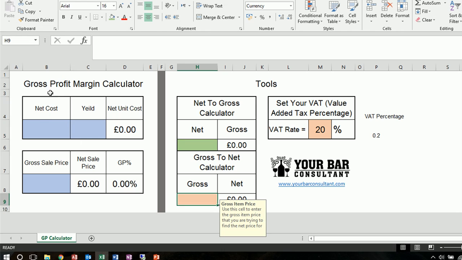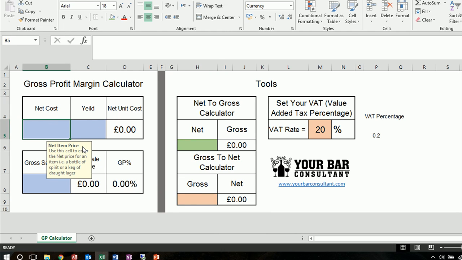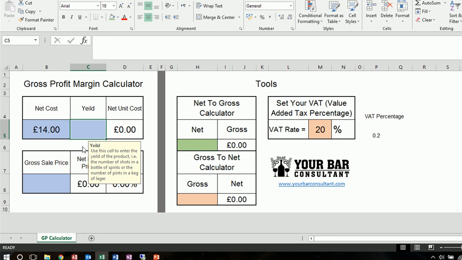So I'm just going to get rid of these two now, and I'll show you what happens on the other side. On the gross profit margin calculator, we have our net cost. So let's use an example of buying a bottle of vodka. Just for example, let's say that you bought a bottle of vodka from your supplier for £14 net, and it's a 28 shot bottle of vodka, so it's got 28 shots in it. So let's say 28. So we now know that the net cost of each of those shots of vodka that you buy from your supplier costs you 50p.